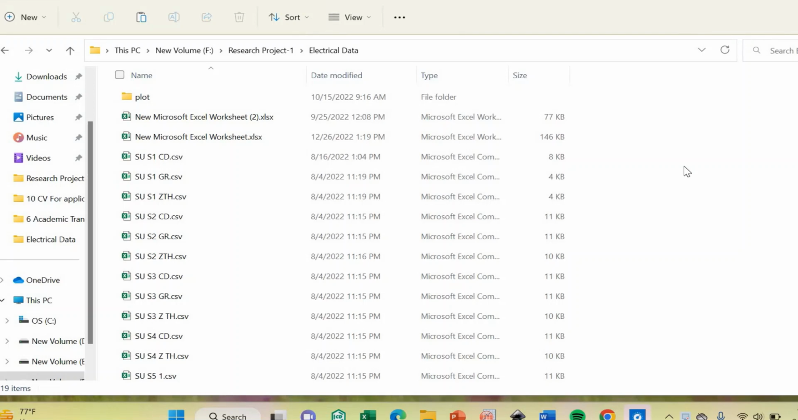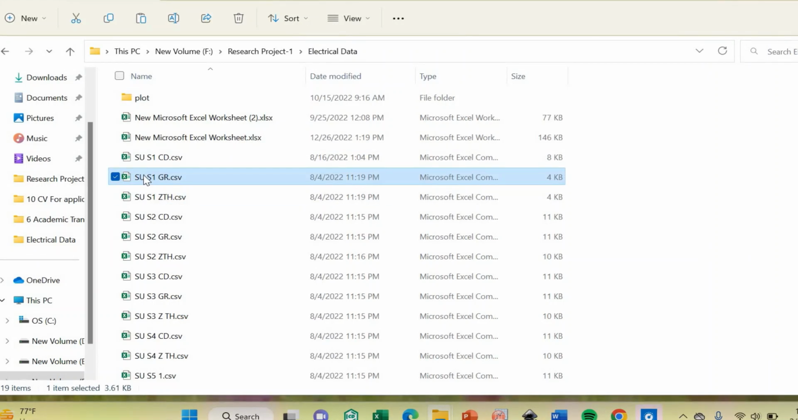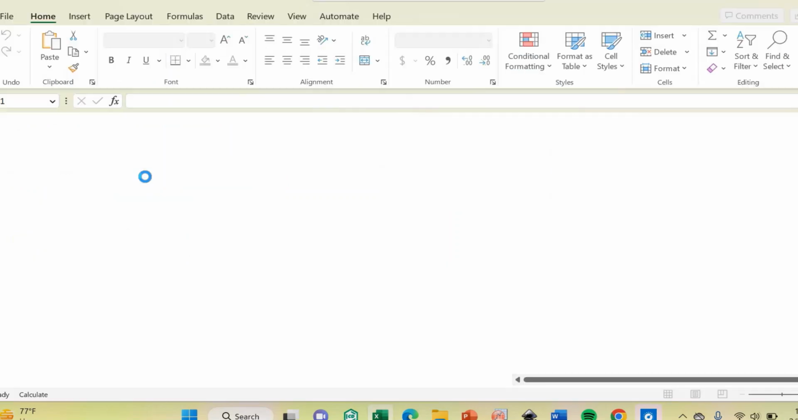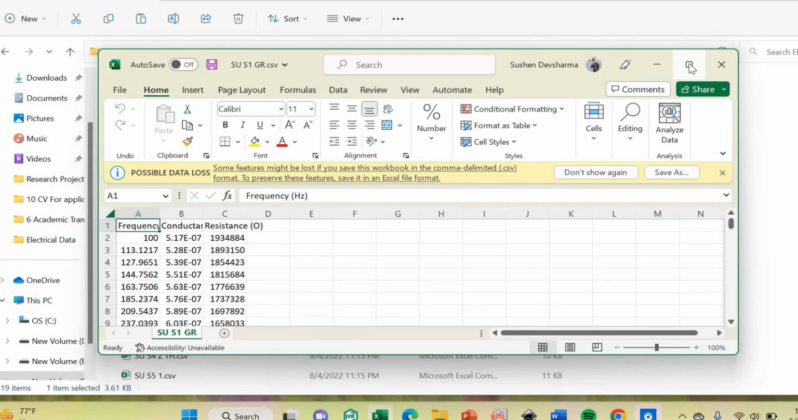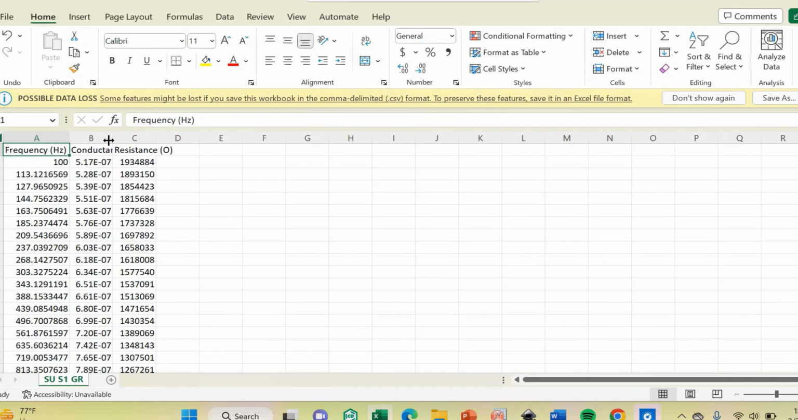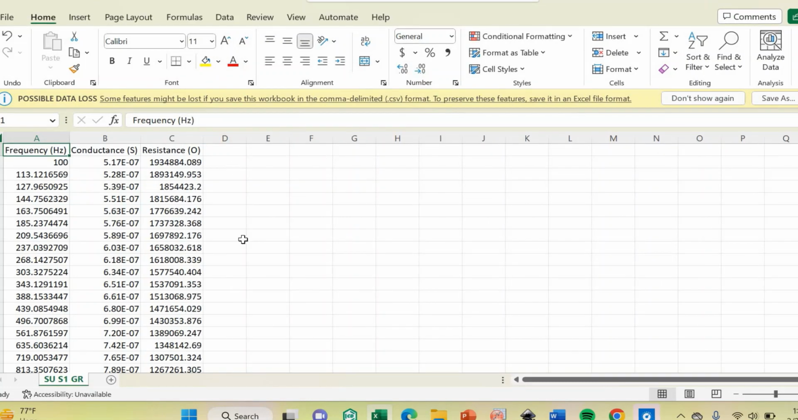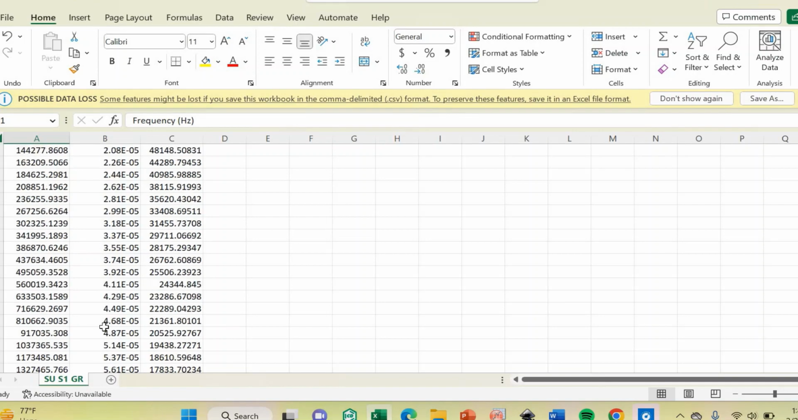Suppose you have nanoparticles in powder form, you have to make a pellet and measure the electrical data. You can see here, this is my electrical data of my nanoparticle sample. This is the frequency, this is conductance, and this is resistance of my pellet sample.